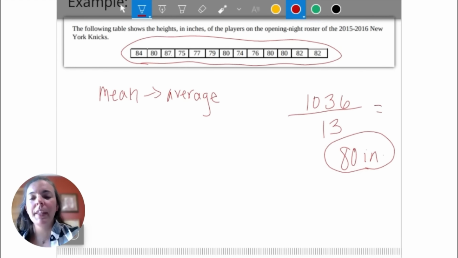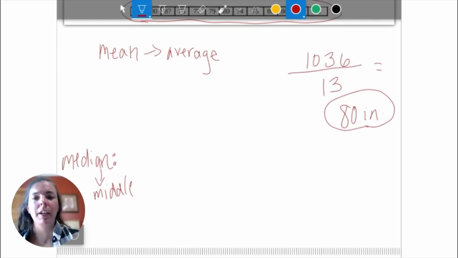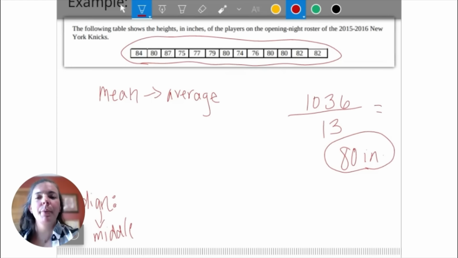If I need to find the median, I'm going to take my data, and the first thing I need to do is put it in order because I'm going to try to find the middle number. So median should make you think of middle. So I'm going to put these in order from least to greatest. That's how I'm going to do it. So 74 is the smallest one that I see. So I'm going to start with that. So 74. And then I'm just kind of scanning through and crossing them off as I go so I don't forget any.